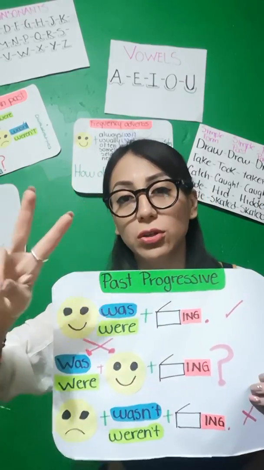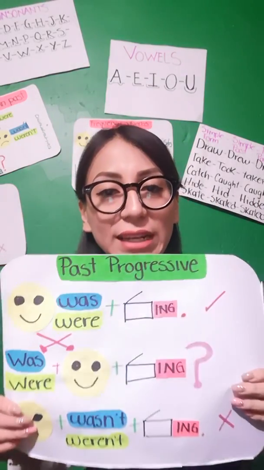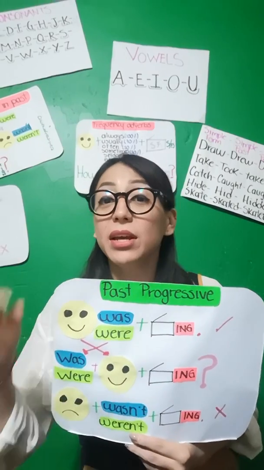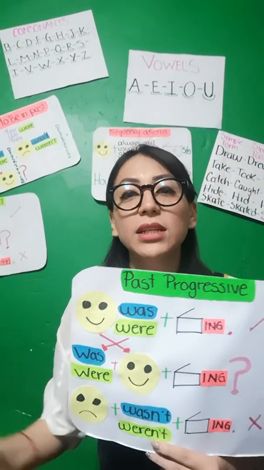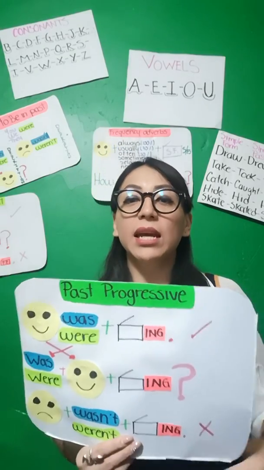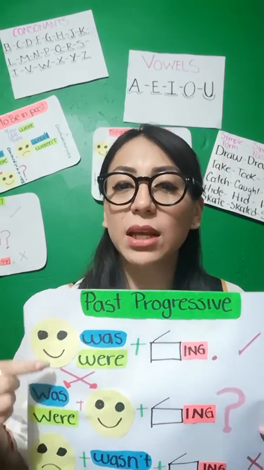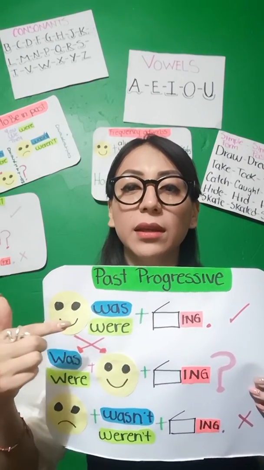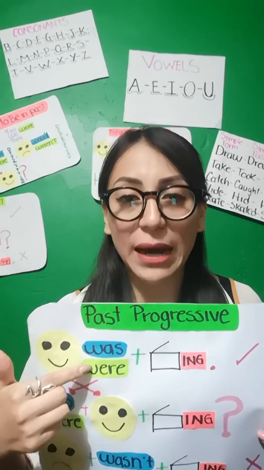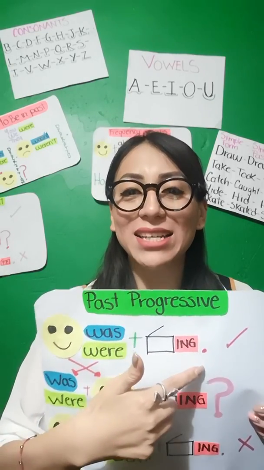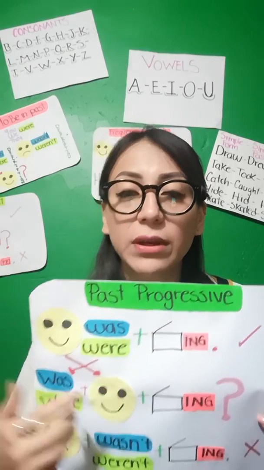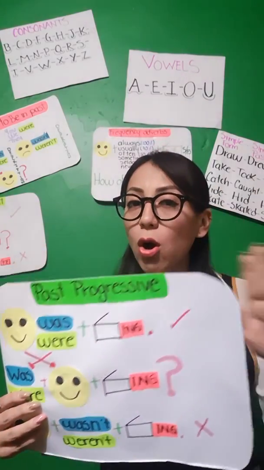Okay, guys, lesson 2 is for past progressive. What is the function of past progressive, guys? The function of past progressive is to talk about actions that occur in a specific moment in the past. Okay, so what is my structure for past progressive? My subject, my verb to be was or were, those are for past, and my verb in ing. Remember that all structures that have progressive, we have to use the verb in ing, guys. Always, always, always.